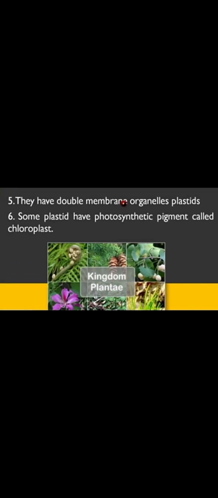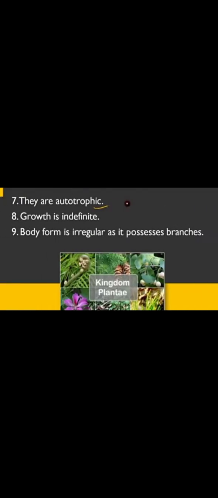They have double membrane organelles called plastids, which are only present in plant cells, not animal cells. Some plastids have photosynthetic pigment called chloroplast. They are autotrophic, their growth is indefinite, and the body form is irregular as it possesses branches.